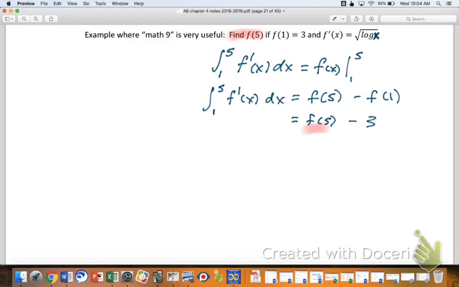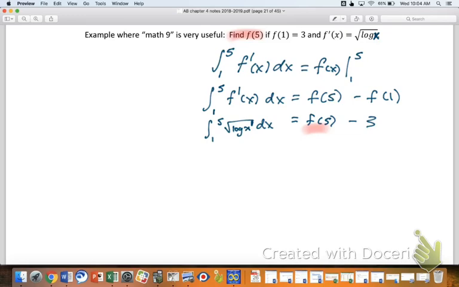What on earth do I do with that left side? It's the integral from 1 to 5 of root log x dx. That's where math 9 comes into play, right? Root log x, no matter how far we go through the year, that's not going to be something that you're going to be able to handle. And so math 9 is super handy here. Can you see how this finishes? Don't we just use math 9 and then add 3 to both sides? And we'll have what we want.